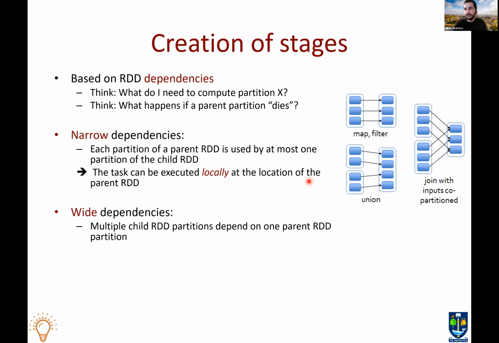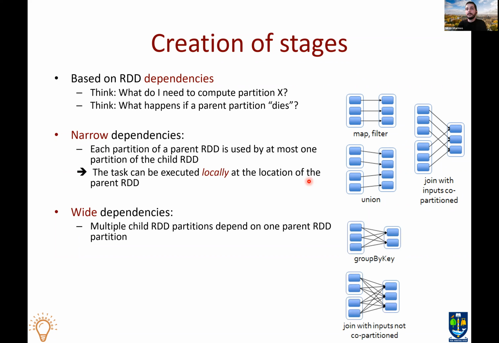Wide dependencies, on the other side, are dependencies we have when multiple child RDD partitions depend on one parent RDD partition. Or to put it the other way, where one parent RDD partition feeds more than one child RDD partition. Okay. Group by key, joins, or reduce by key, these are all wide dependencies. So another way to think about this is, do I need to shuffle? Whenever I shuffle, I have a wide dependency.